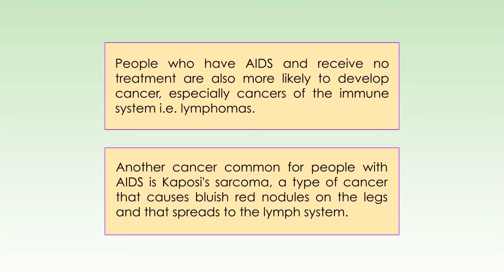Another cancer which is common to people with AIDS is Kaposi sarcoma, which is a type of cancer that causes bluish red nodules on the leg and that spreads to the lymph system. So women with AIDS are prone to developing cancer of the cervix. And most of the people with AIDS die from the diseases that AIDS make them more susceptible to. The virus occasionally infects the brain, causing dementia that gets worse over time.